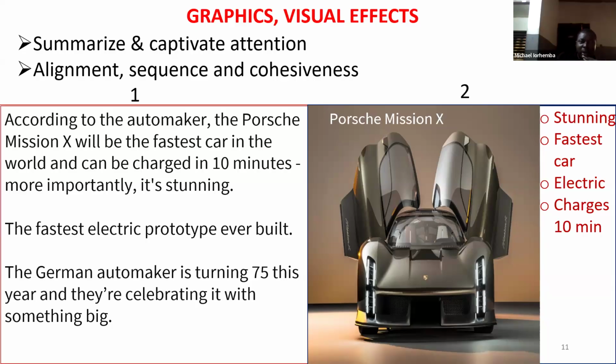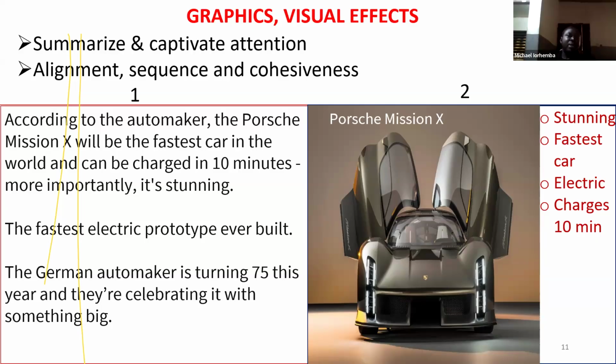According to the automaker, the Porsche Mission X will be the fastest car in the world and can be charged in 10 minutes. More importantly, it is stunning. The fastest electric prototype ever built. The German automaker is turning 75 this year, and they are celebrating it with something big.